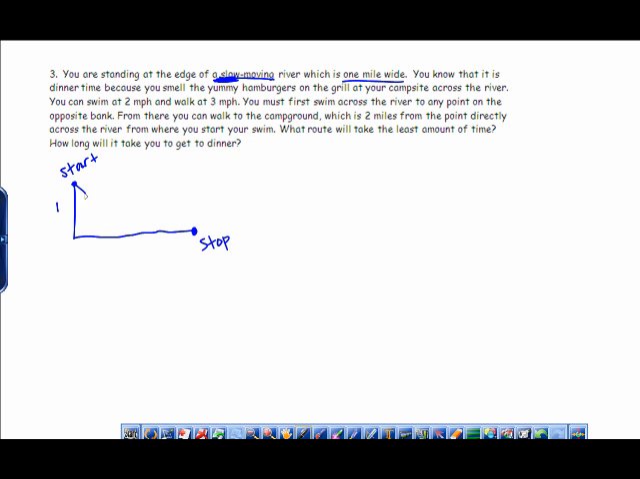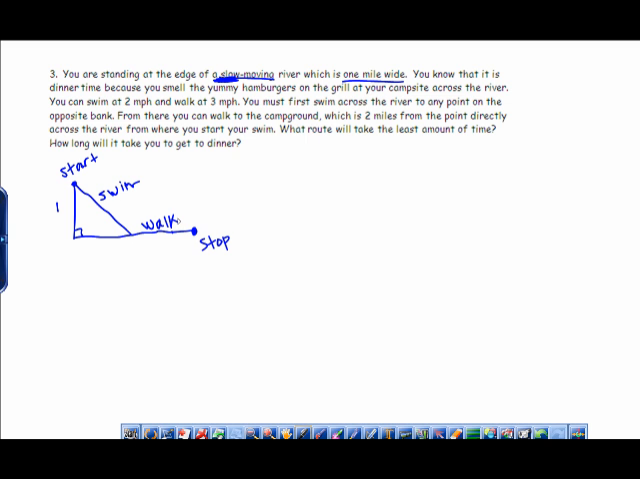Okay, you're going to swim across the river, probably not directly, and probably not directly to the hamburgers, and probably not directly to the point across the river. Somewhere in the middle, there's a nice efficiency balance. All right. Here's where you're swimming. Here's where you're walking.